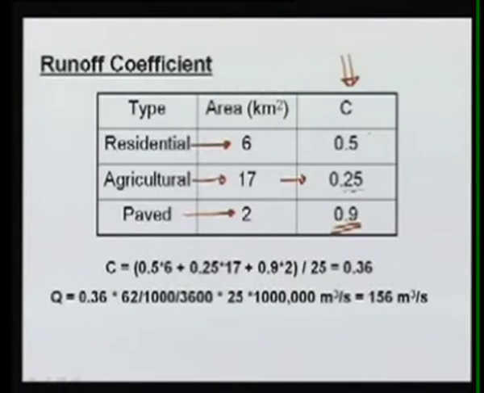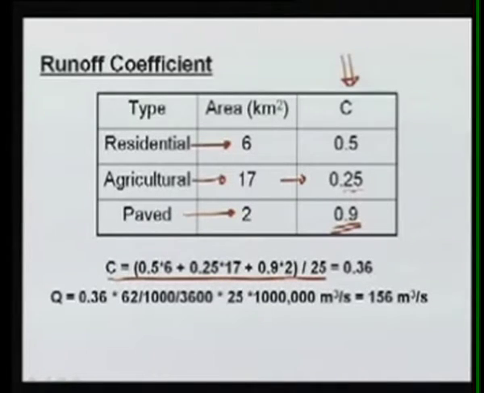Now we have to find a mean value of C for the entire catchment, so we can give a weight which corresponds to the area which is occupied by the corresponding land use, and therefore we can write a weighted mean of C as 0.5 for residential area, 6 area occupied by residential, 0.25 again C for agricultural area, paved C and paved area, divided by total area of the catchment, which is 25 kilometers square. So we get a weighted value of C as 0.36, and now we can obtain the value of Q.